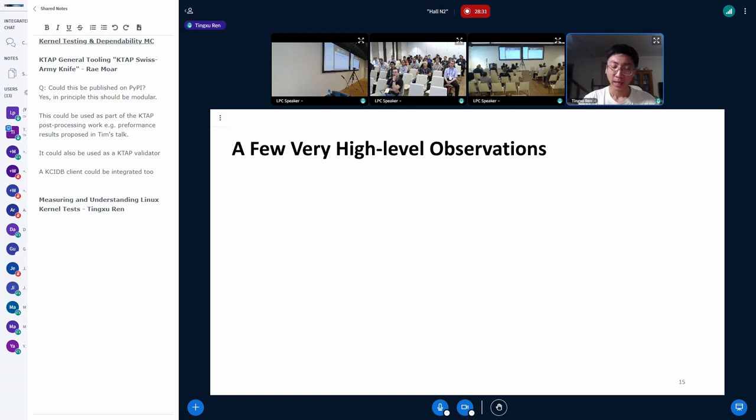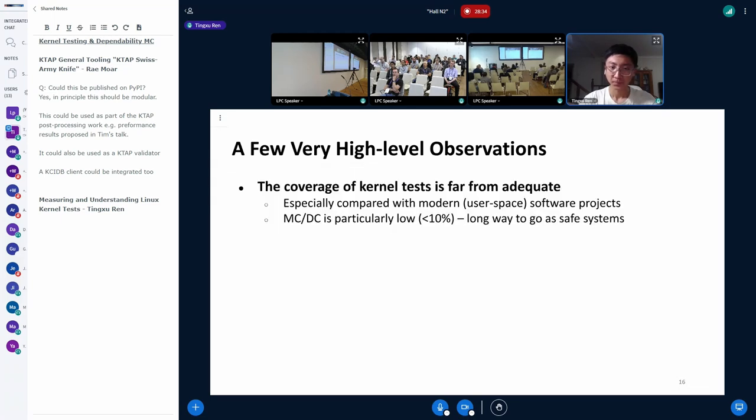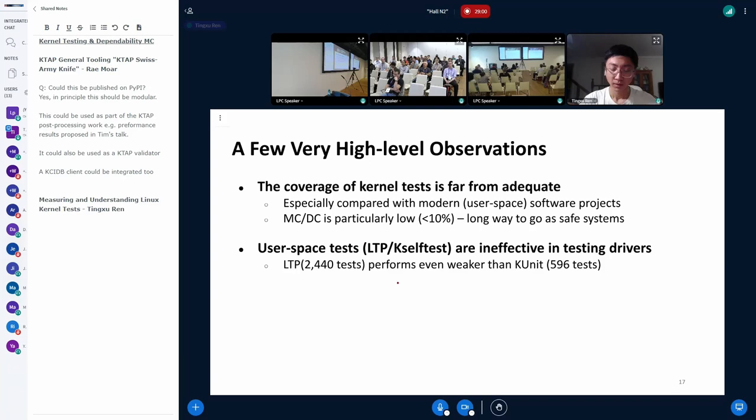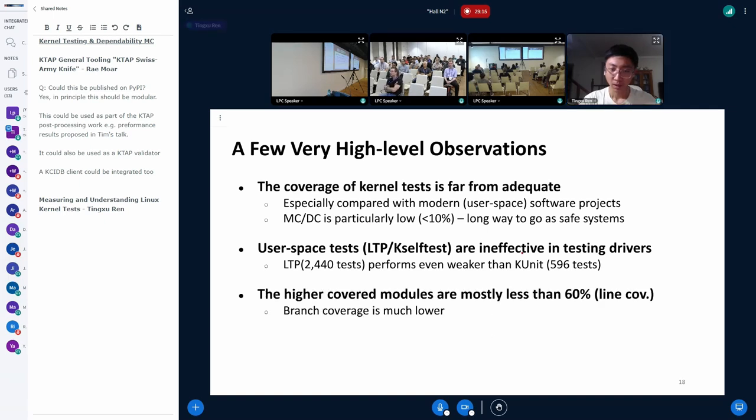And from those tables, we have some very high-level observations. Firstly, we find that the coverage of kernel tests is actually far from adequate, especially compared with some modern software projects. As far as I know, Google is offering a general guideline of 60% line coverage as acceptable, while kernel coverage is only about 30%. And secondly, some user-space tests like LTP are pretty ineffective in testing drivers. LTP is performing even weaker than KUnit while having many more tests. And certainly, the higher covered modules are mostly less than 60%, while branch coverage is even lower than this number.